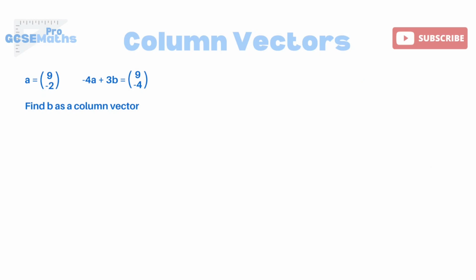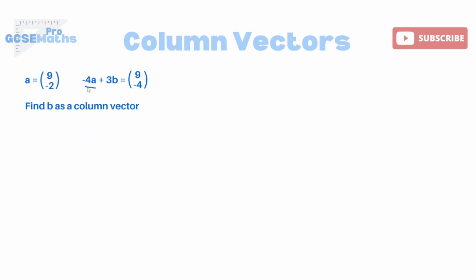Okay, so our final question, this is a slightly more advanced question, so maybe more so for higher tier. They've given us vector A as 9 over minus 2. However, do you see then they've given us the vector for minus 4a plus 3b, which is 9 over minus 4, and they've asked us to find b as a column vector. So we've kind of got the answer to the calculation, we've got one of the starting vectors, we just don't have the other. So this one we're going to have to work backwards a little bit.